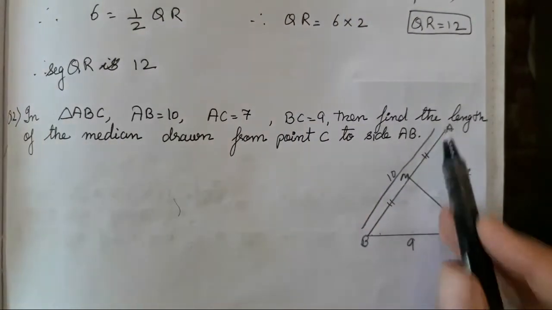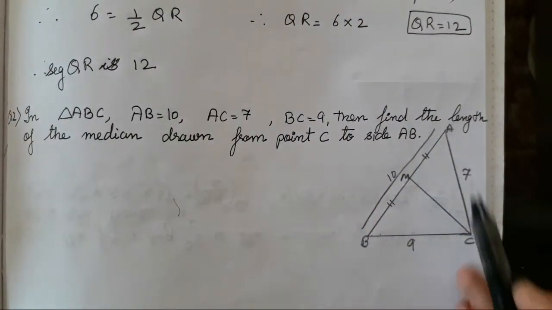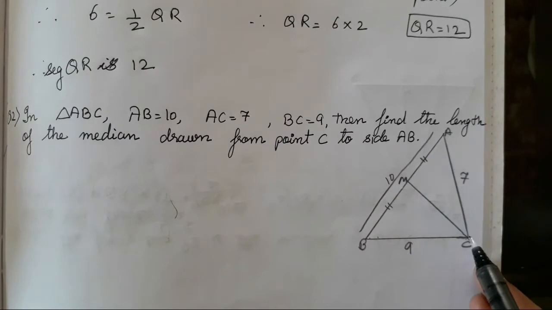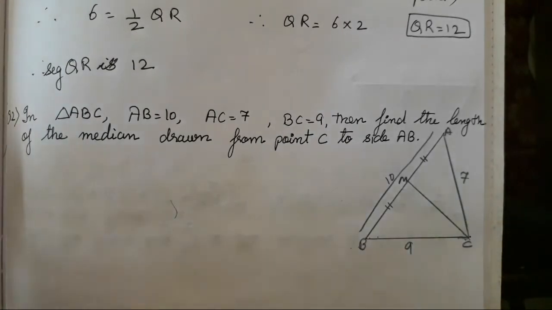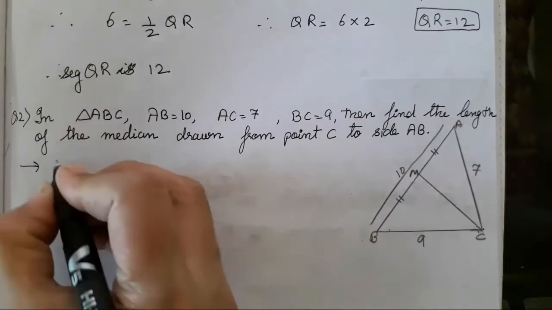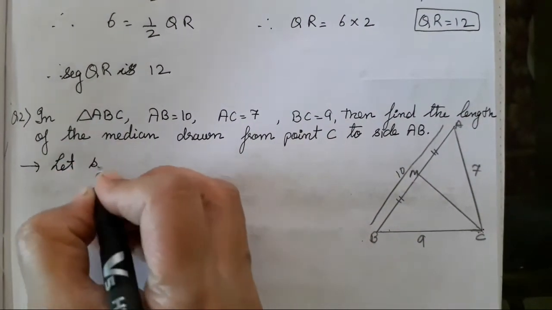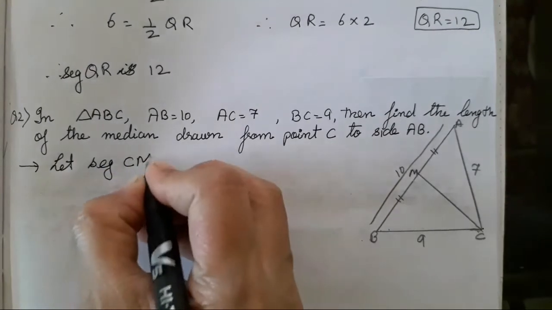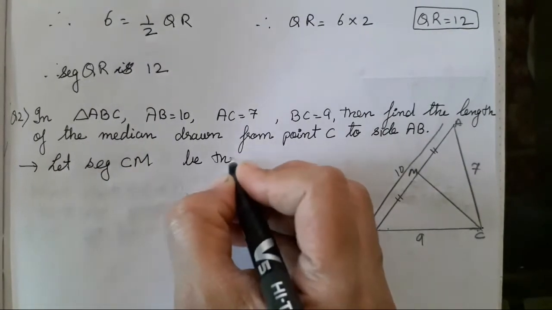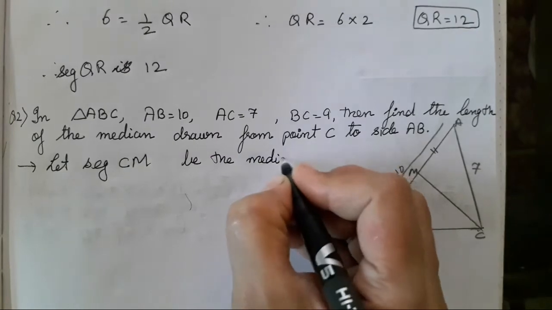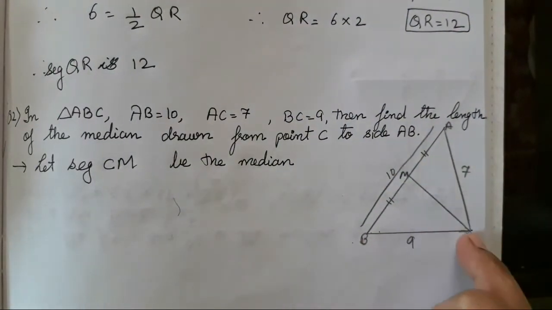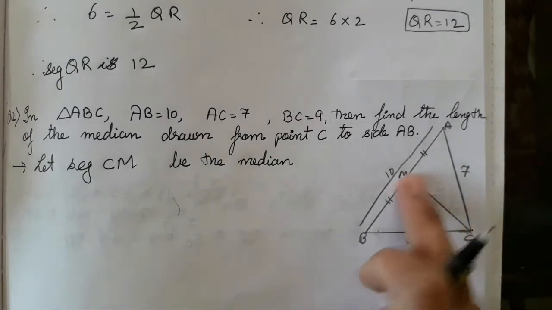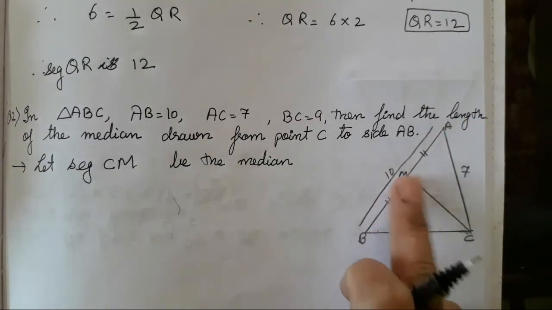So AB is 10, AC is 7, BC is 9. Then find the length of the median from the point C. This is totally an opposite sum now. So the solution is going to be: let segment CM be the median, which is already given. C is going to be the vertex on the side AB, M is going to be the midpoint.